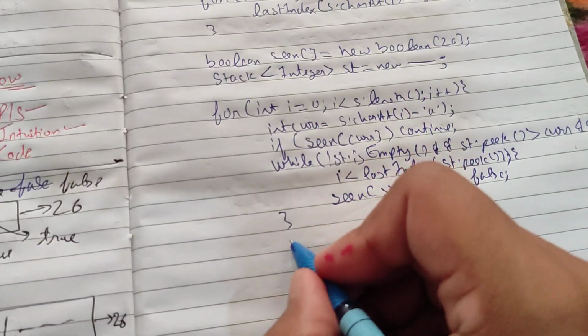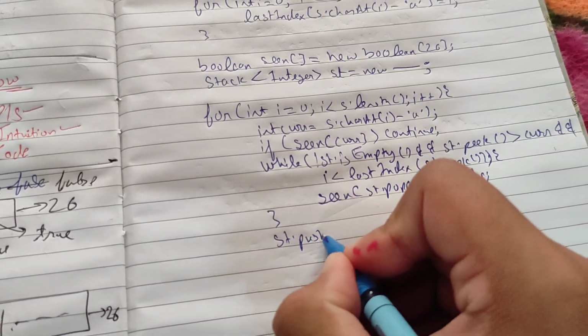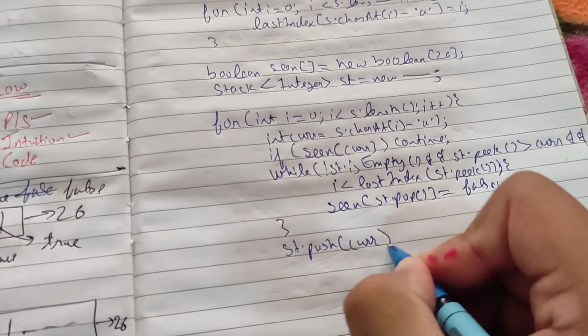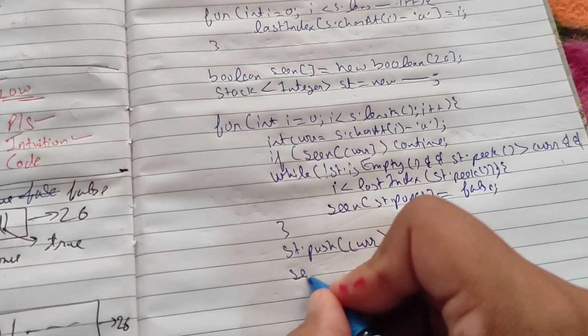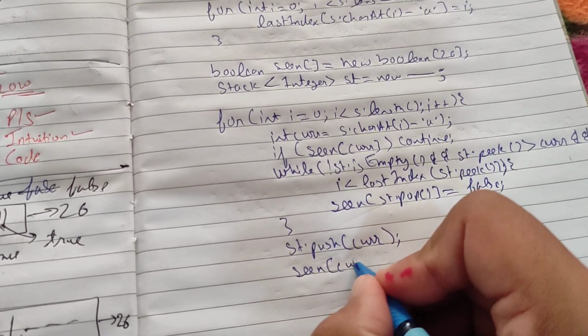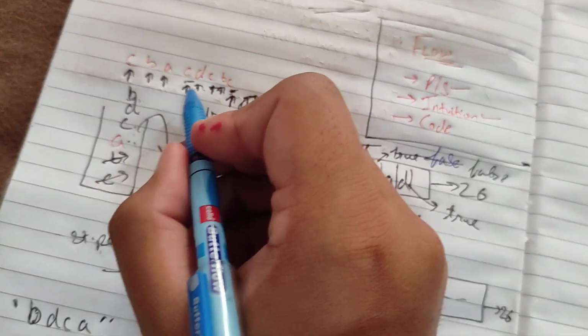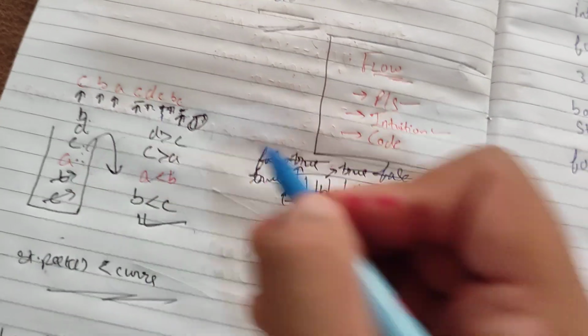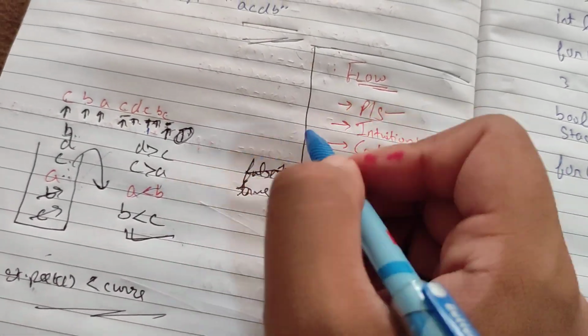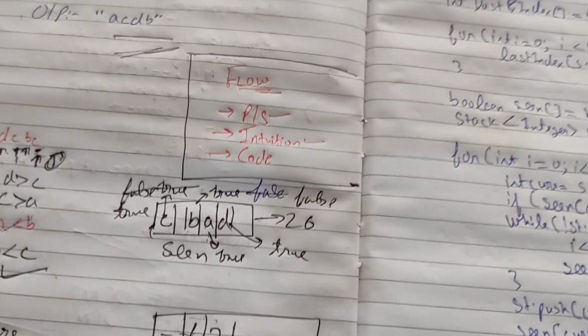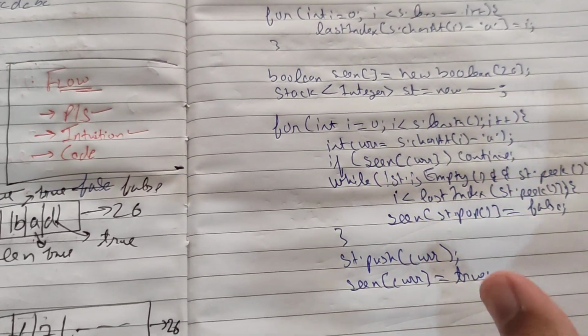Now our last thing is just to push the current in our stack. That's what we are doing, and mark the current one which we have put as true, because we have to update that as well. For example, if I again encounter my C over here, then I have already visited it, so visited is true, and I will simply continue. I hope this thing is clear.